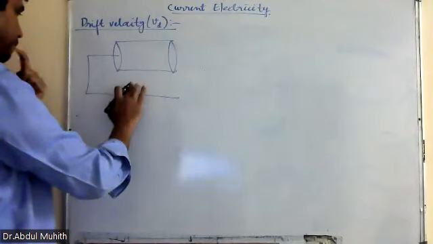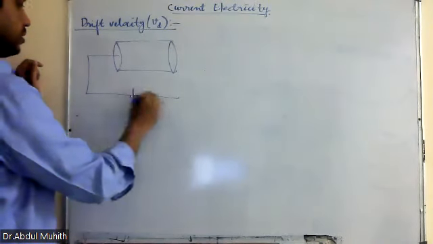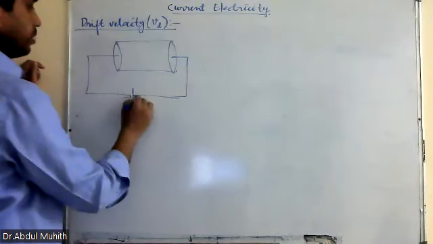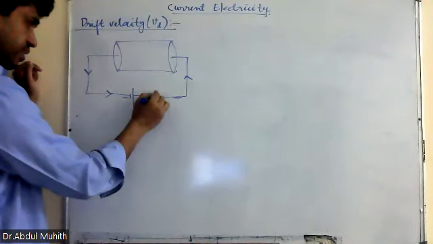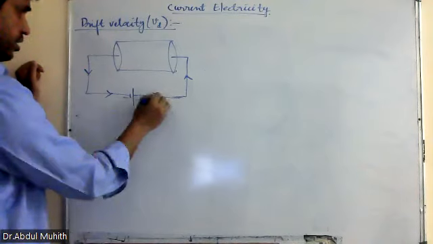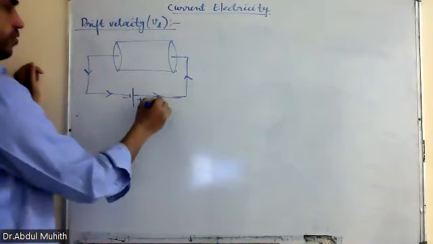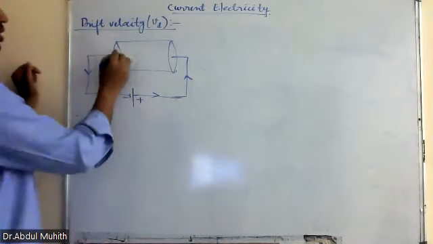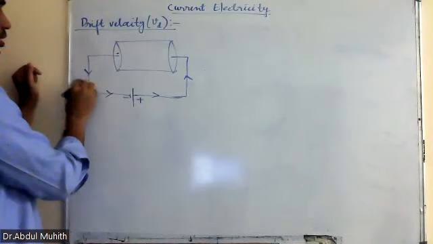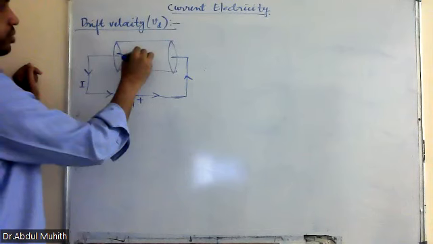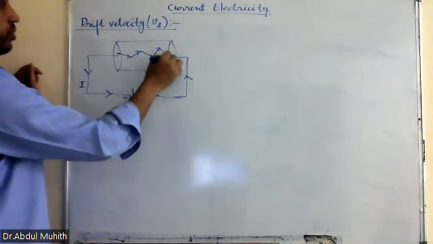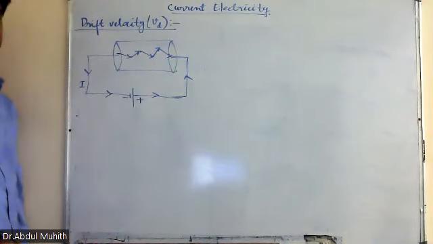We'll take like this. So this is minus and plus. Current will flow in this way, and electrons will flow in the opposite direction. So when the electrons are flowing, they collide with the molecules present in the wire.